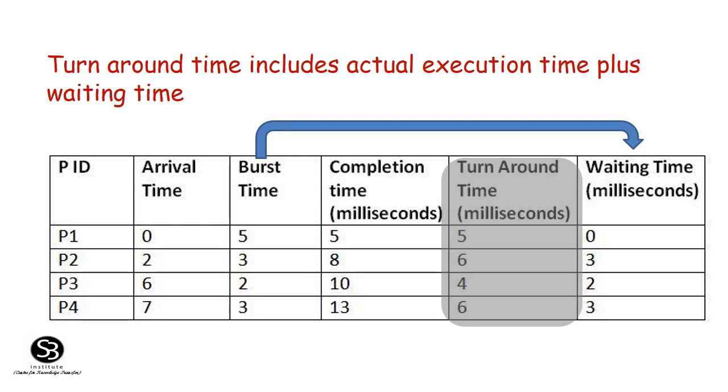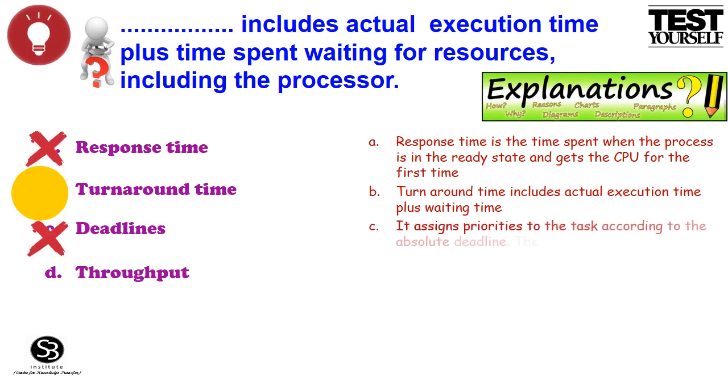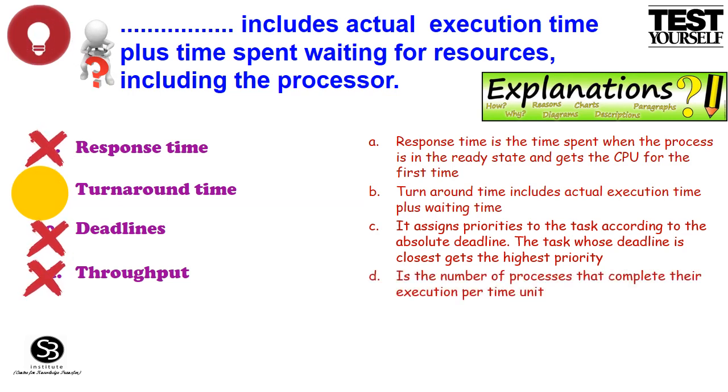Option C, deadlines. It assigns priorities to the task according to the absolute deadline. The task whose deadline is closest gets the highest priority. Option D, throughput, is the number of processes that complete their execution per unit time. Hence, option B, turnaround time, is a suitable answer.